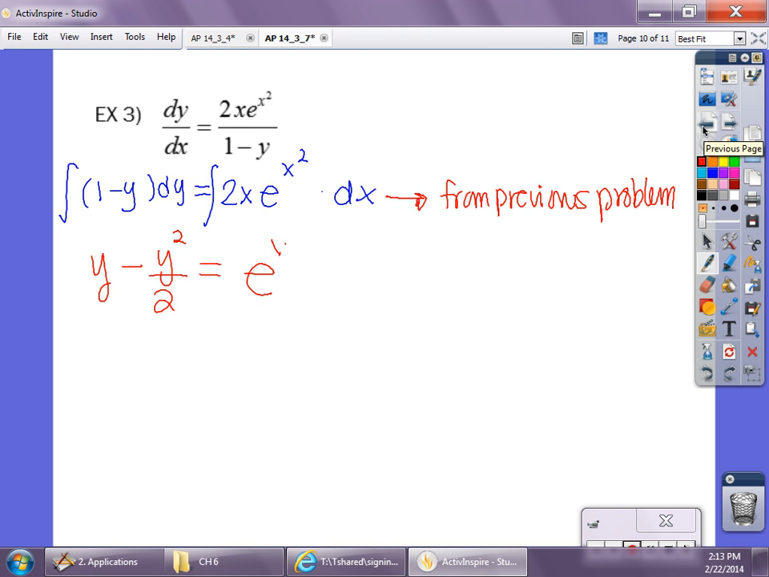So e to the x squared plus, and this time I'll call c. All right, so this one I just wanted to do because I wanted you to notice that not every problem is an ln problem.